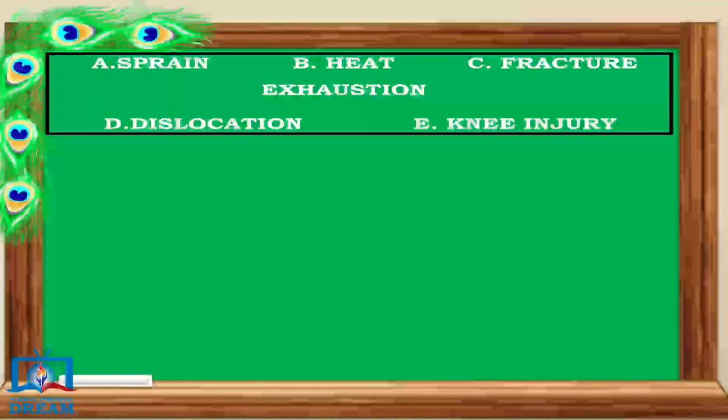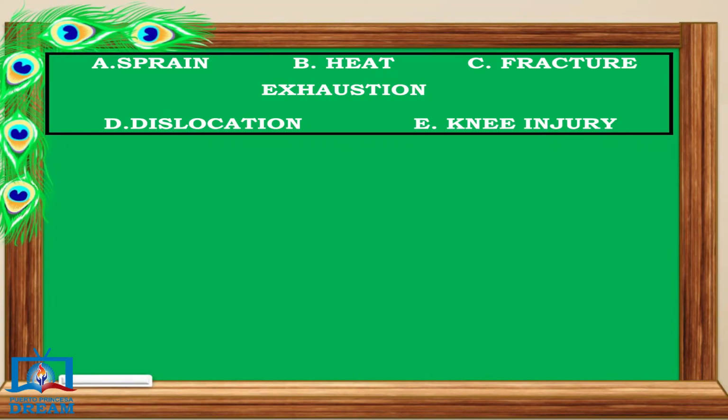Here are the words inside the box. A. Sprain. B. Heat exhaustion. C. Fracture. D. Dislocation. E. Knee injury.